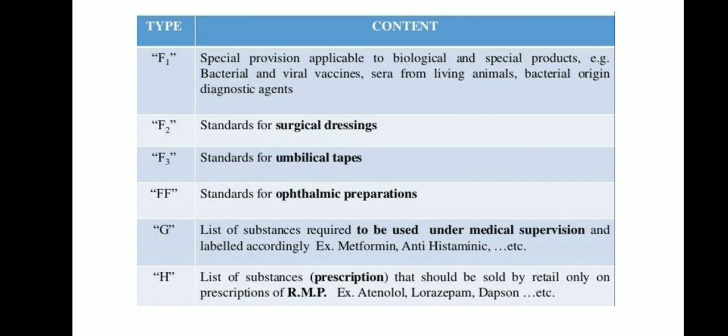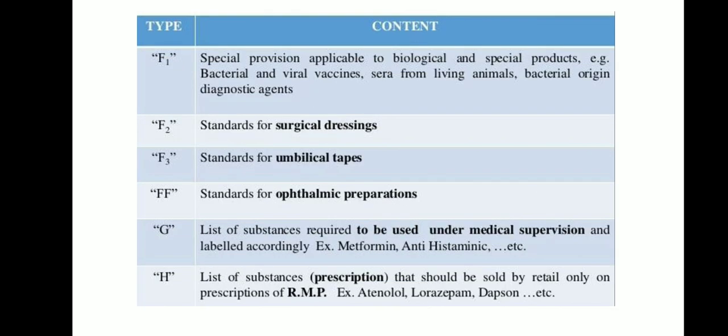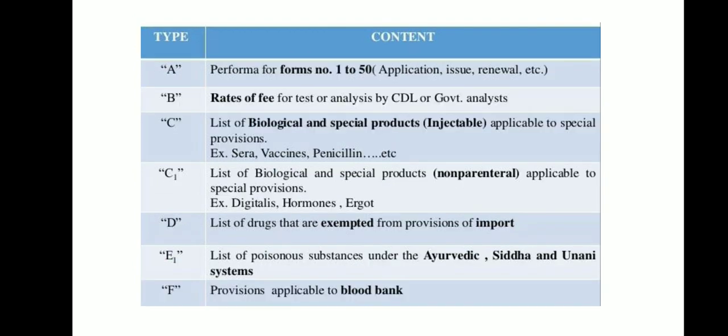Now F1 is the special provision applicable to biological and special products. Between F1 and C1 there is a similarity. C represents biological and special products, which are injectable. C1 is the same thing, but non-parenteral. But what is F1? F1 is the provisions applicable to these drugs, that is, biological and special products, as in C and C1. The provision coming under biological and special products is F1. Hope you understood the difference between C1 and F1.